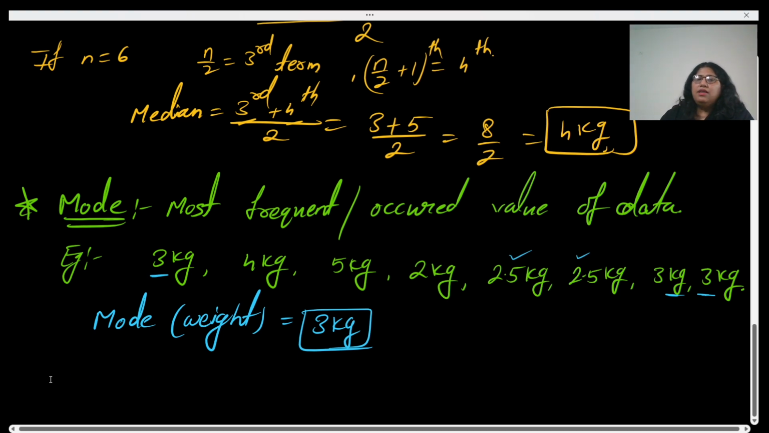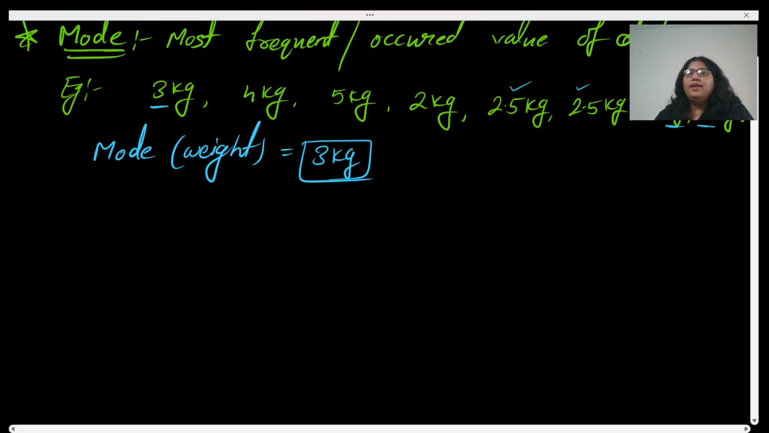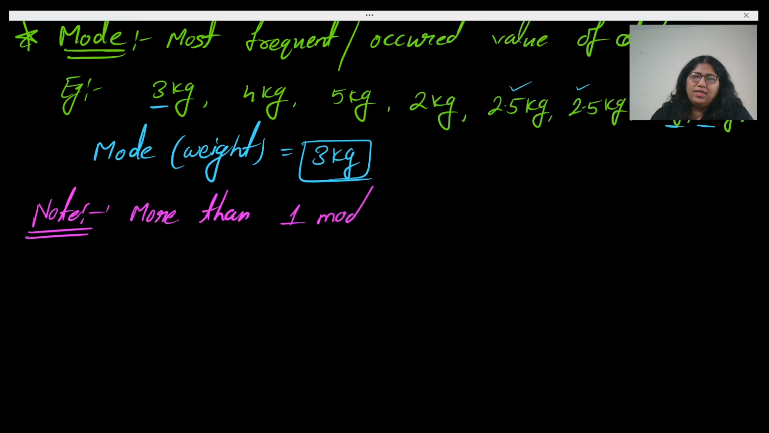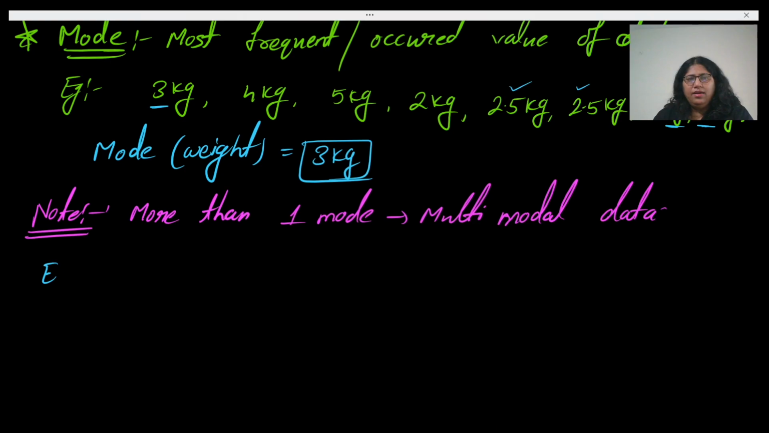Now it is possible that in one data there can be more than one mode. There is a possibility where more than one mode is there. Such kind of data we call multimodal data. That means, in the same example, I'm just taking very simple examples so your basics are clear. Then we will see what the exam type questions will be.